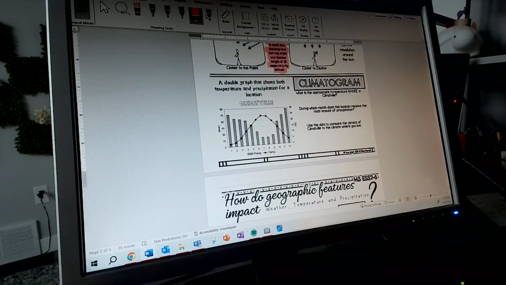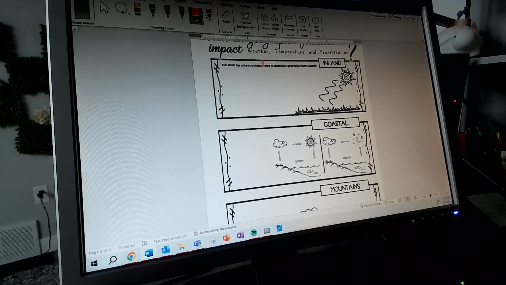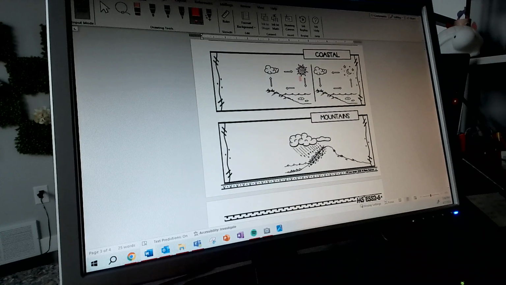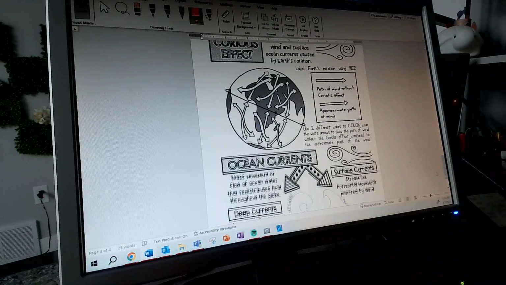Apple juice. Okay. I want you to try the climatogram. Just see if you can interpret this data. It is really good to kind of see and know and understand. So add labels to the pictures and describe and explain the geography and how it impacts our weather. We talked about our coastal winds especially, but see if you can deduce the difference between inland and mountainous.